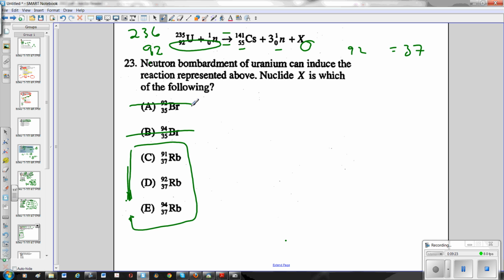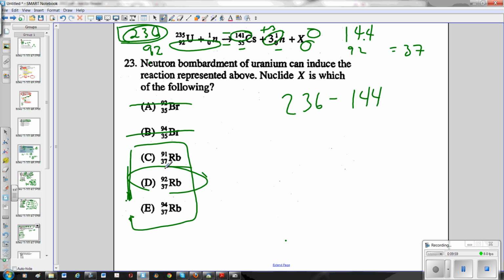Next thing, the top has to match. See how this is 236? Well, if I look right here, I have to total this side. I take 141 plus 3. Why 3? The coefficient in front of there is 3 times the 1. That's what most people get stuck on. So if you take 141 plus 3, you get 144. So then you have to take 236 minus 144 will tell you the mass number of the unknown element, and that's going to come out to be 92, and that's what makes the correct answer.